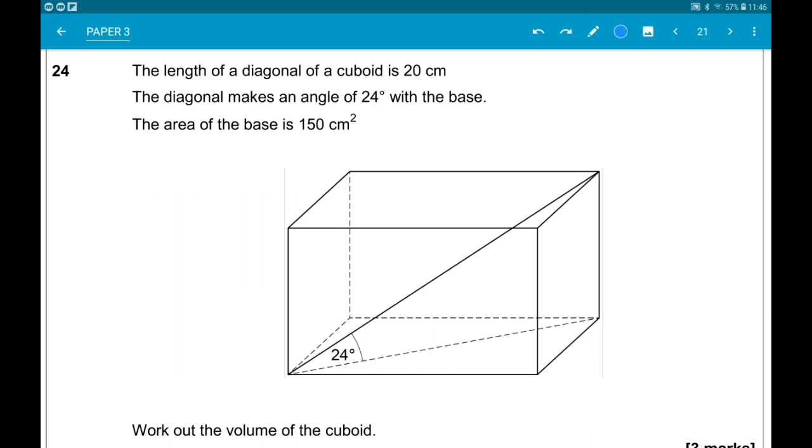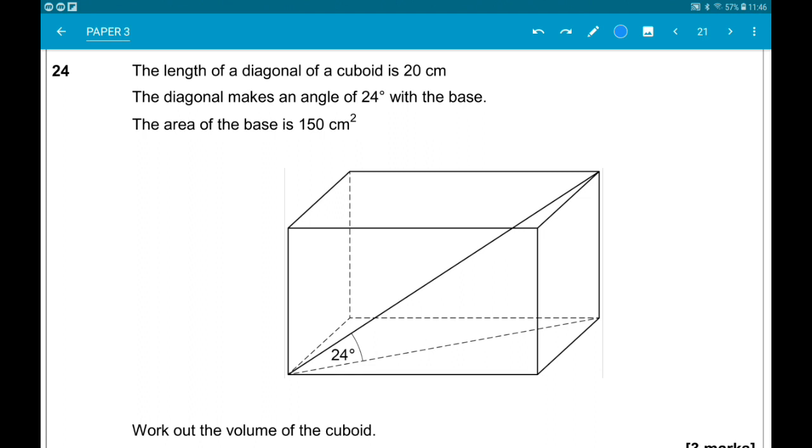Okay, number 24, we have some nice 3D trigonometry. So my Tutor playlists are linked down below. The length of the diagonal of a cuboid is 20 centimeters. The diagonal makes an angle of 24 degrees with the base. The area of the base is 150 centimeters squared. Work out the volume of the cuboid.